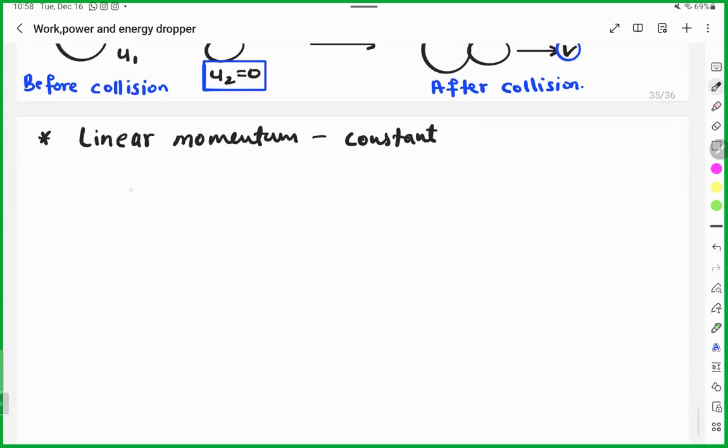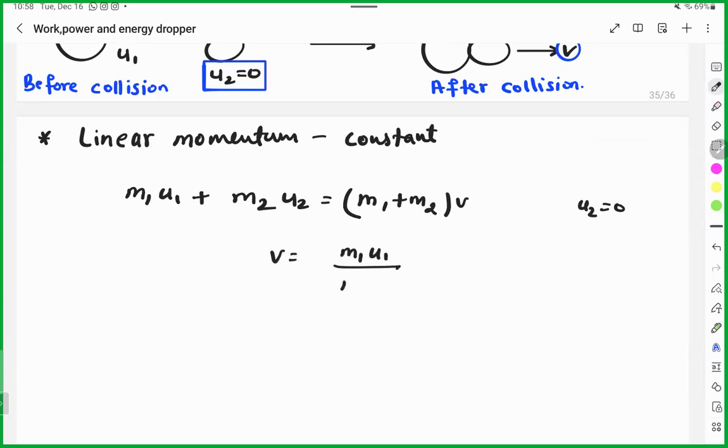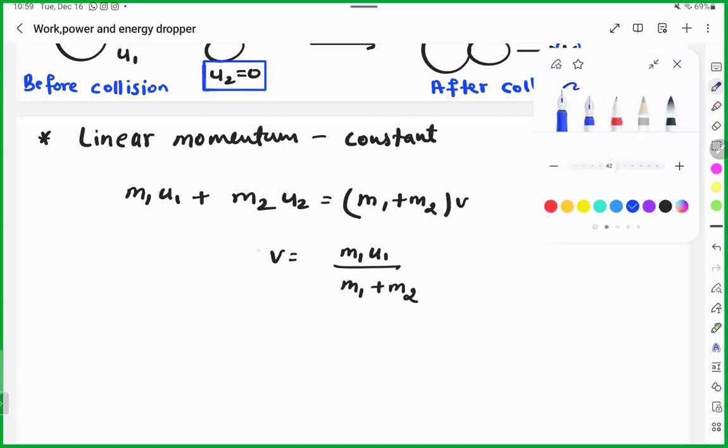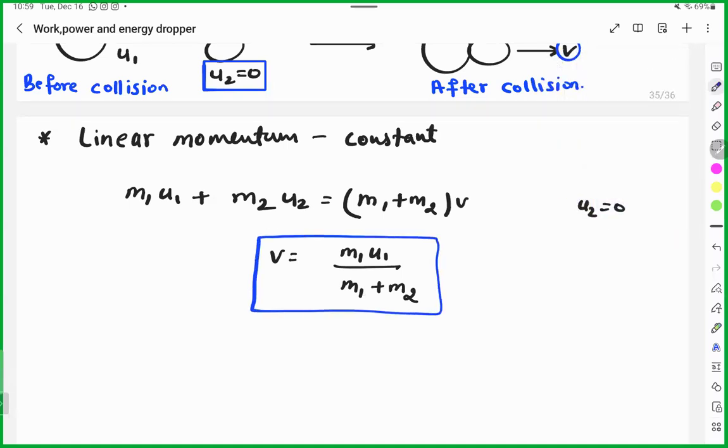Correct. So m1 u1 plus m2 u2 will be equal to (m1 plus m2) v. Correct. Because both masses are moving with the common velocity. That's why u2 is 0. And if u2 is 0, what will be the v value? m1 u1 divided by total mass m1 plus m2. Yes or no, guys? Any doubt? And this was the question. I'll show you.